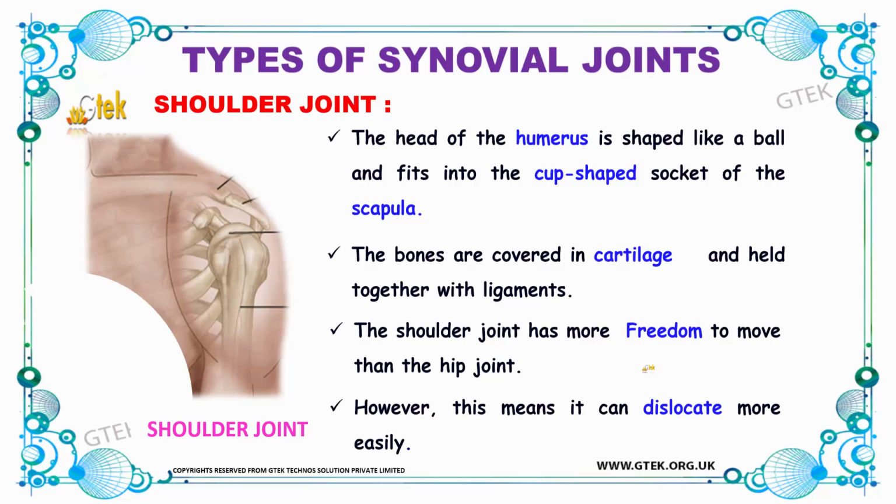The shoulder joint has more freedom to move than your hip joint. As you know, you can rotate your arm much more than your legs. However, this means it can dislocate more easily. Hence, you have to be careful with your shoulder joint.